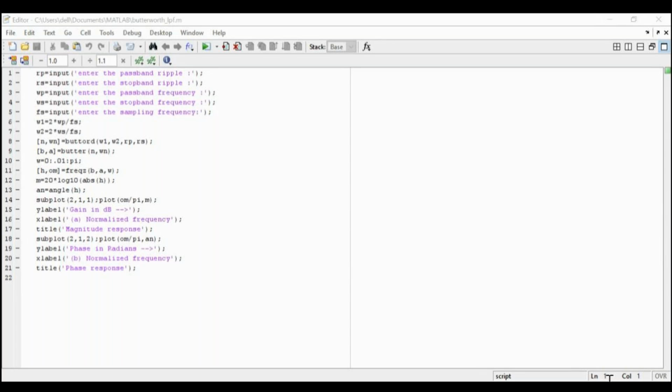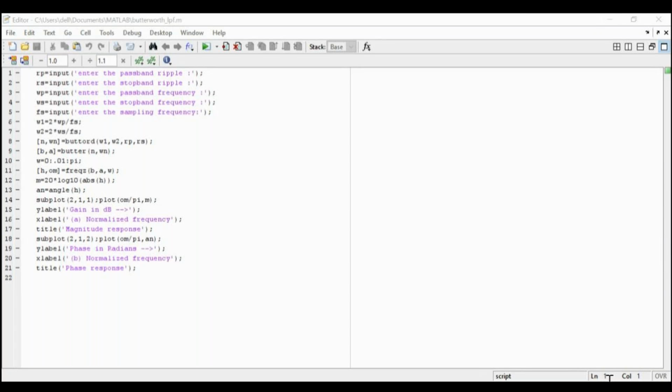Omega is defined in the range 0 to 0.01 to 5. So omega varies in steps of 0.01. The initial value is 0, the final value is 5. The next command is H comma om is equal to freqz of b comma a comma omega.